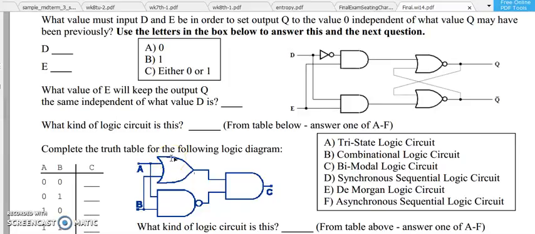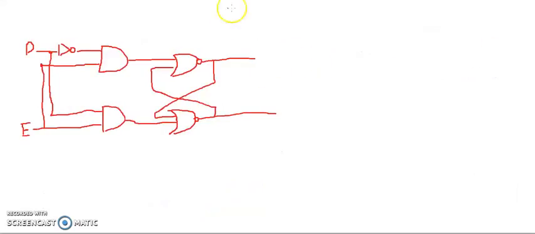Okay, so the question asks, what input must D and E be for the output to be 0? So we're interested in the Q output. And this one is always opposite, Q prime, as you see as we trace through the circuit. So let's do a standard truth table for D and E.